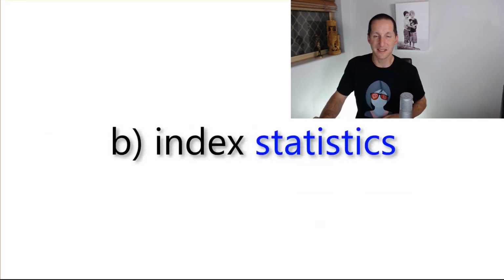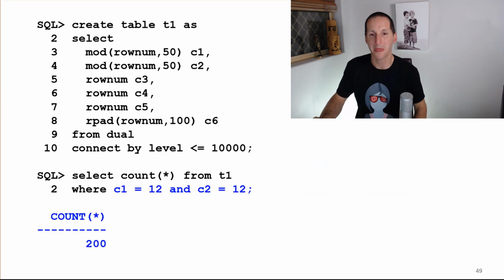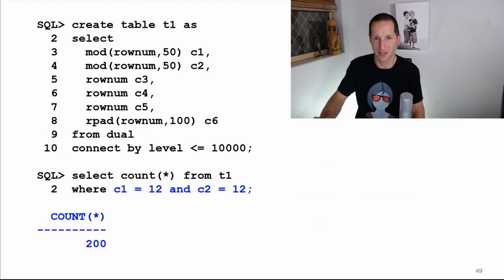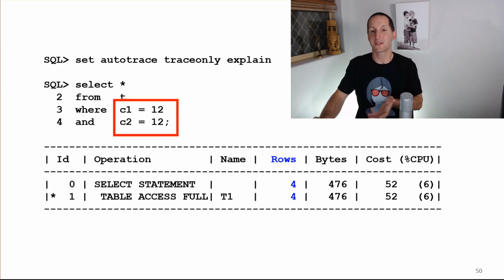The second one is the fact that index structures also contain index statistics. I've shown this demo to people before. Here's a table called T1, and here's a simple query, C1 equals 12 and C2 equals 12. We know in advance that the answer is 200. So no magic here: that particular query returns 200 rows. The question is, what does the optimizer think? Well, the optimizer's miles out. It actually thinks that it's 4 rows.